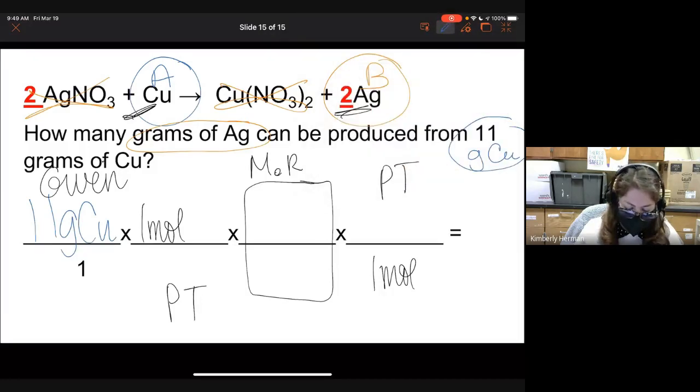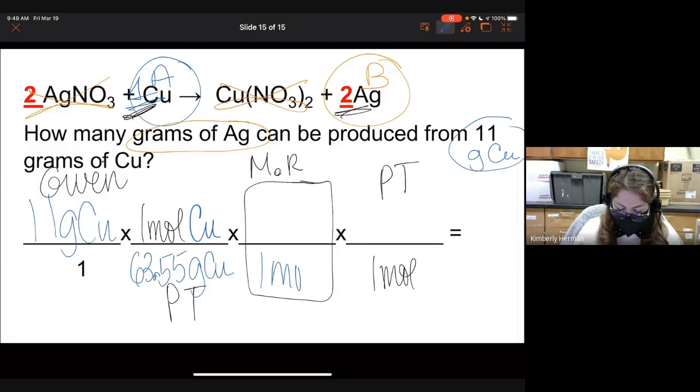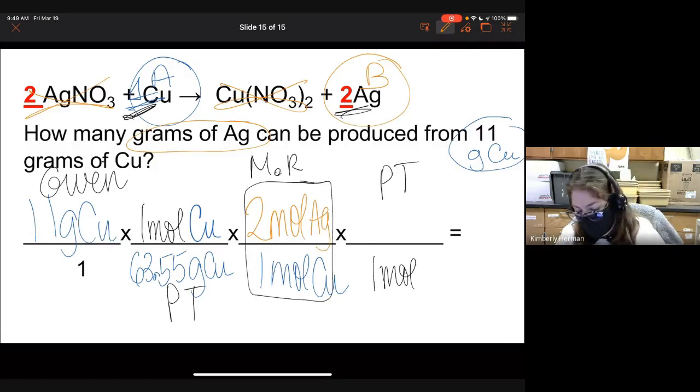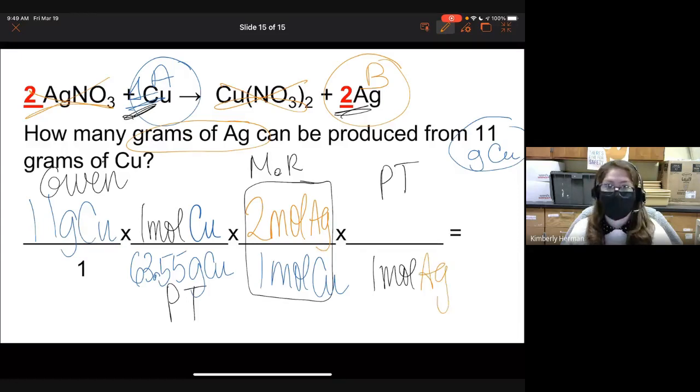So if we begin, we're going to see on the periodic table, I hope you have one handy, that it's going to be 63.55 here per 1 mole of Cu. And then we're going to see that there's no number. That's assumed it's going to be 1 mole of Cu here. And then this is where we're going to transition. So we have 2 moles of Ag here for it. Then we're going to have 1 mole of Ag there.